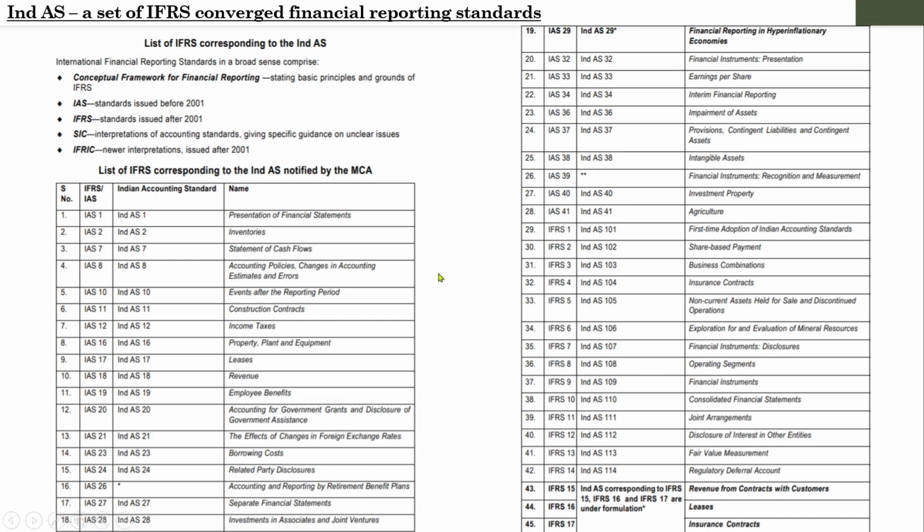And previously we were discussing the Ind AS 101 onwards, until Ind AS 16, that is leases. We will discuss the further Ind AS 1 till Ind AS 41. We will continue with that.